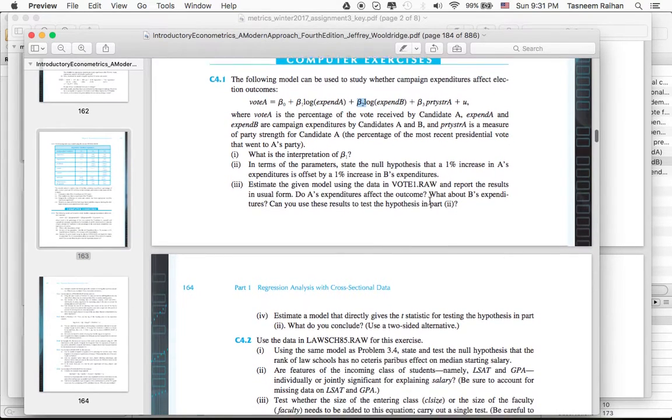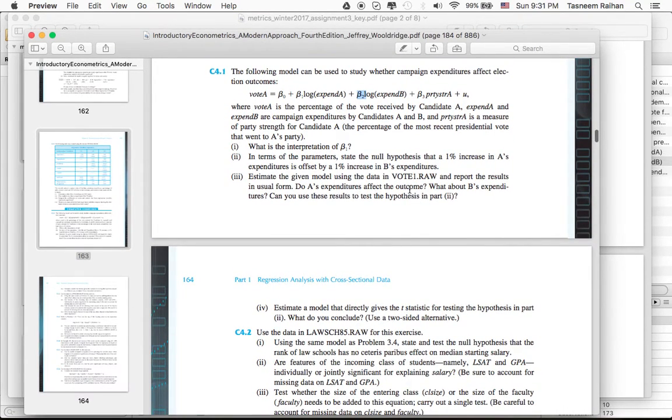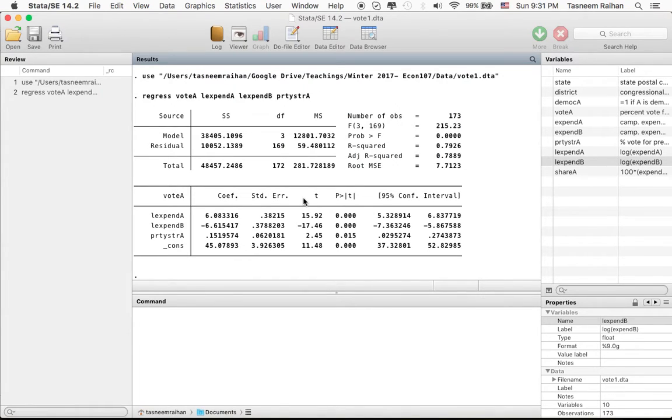So do A's expenditures affect the outcome? Of course it does. And what about B's expenditures? Yes, that also does affect the outcome. Can you use these results to test the hypothesis in part 2? Okay, here we go.